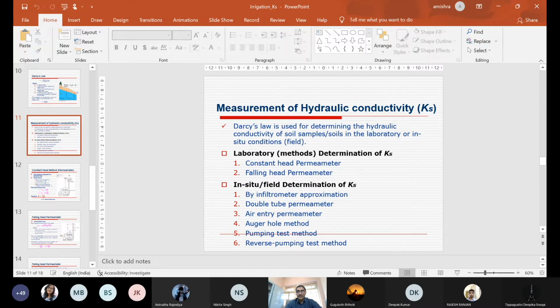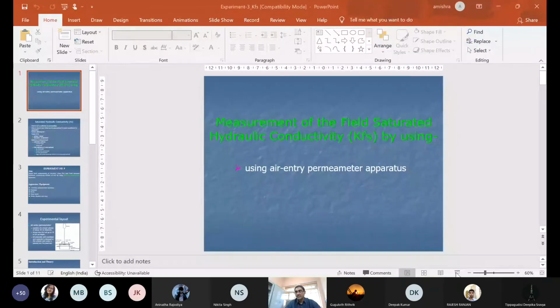So let me show you here. Can you see this slide? New slide. Measurement of the field saturated hydraulic conductivity by using air entry permeameter apparatus. Can you see this slide? New slide? No, sir. No. Then I need to reshare it. Okay. Now? Yes, sir. Okay.